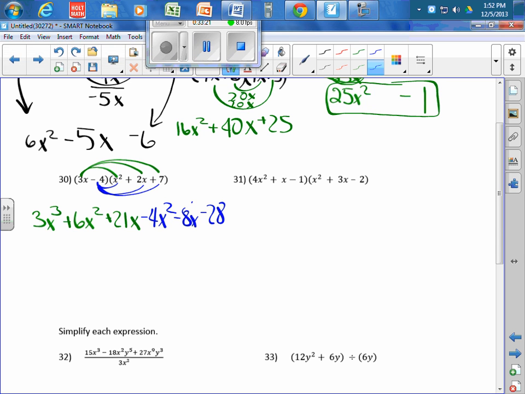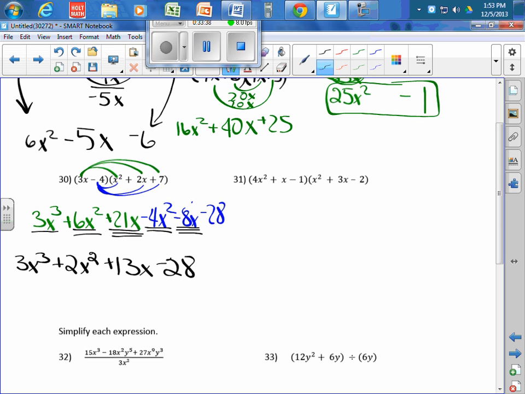Combine like terms. 3x to the third. 6x squared minus 4x squared, positive 2x squared. 21x minus 8x, positive 13x. And then minus 28, final answer.